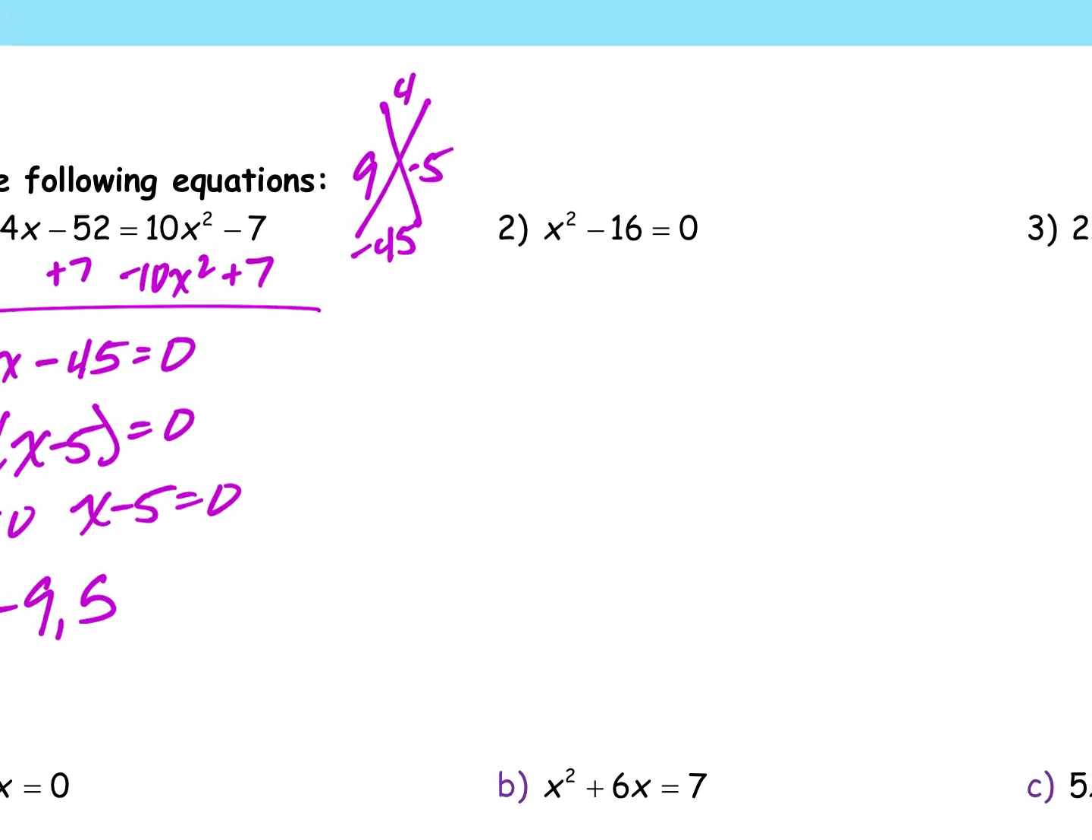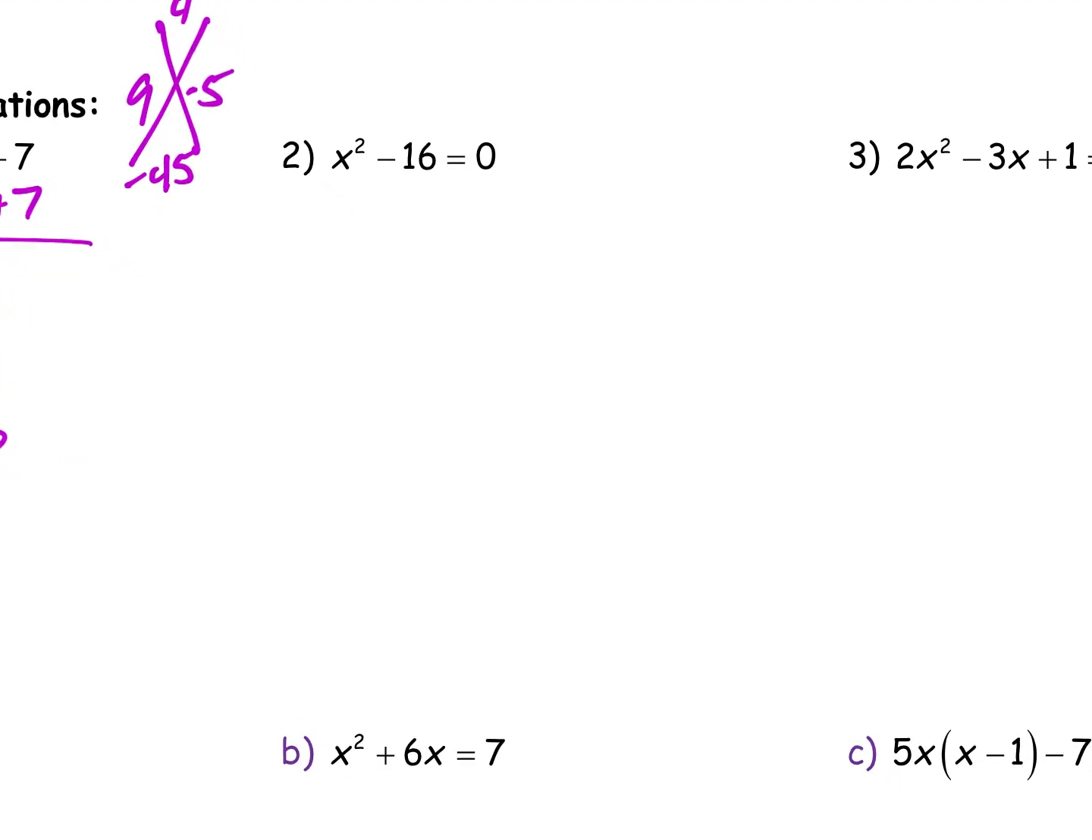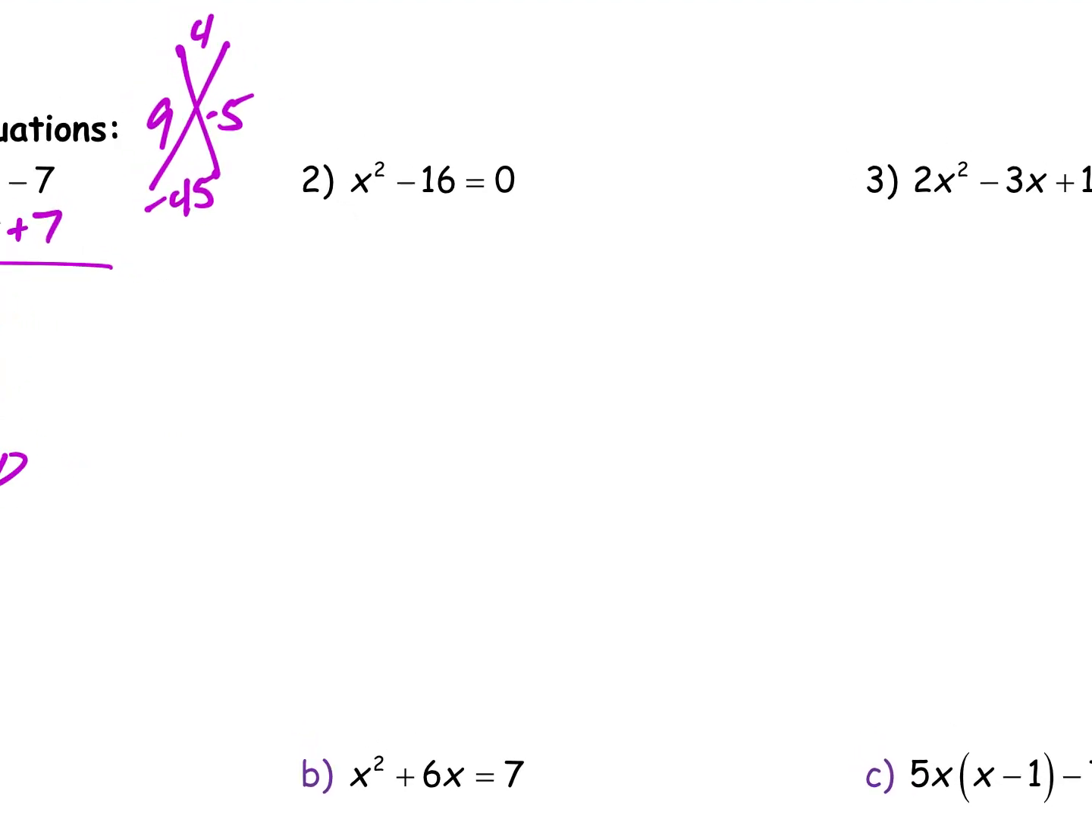So number 2, I can solve just using square roots, right? Because it's just x squared equals negative 16. Or I can factor it either way, because this is factorable. I'm going to add 16 to both sides, and I'm going to get x squared equals 16. And then you square root it, right? And I get x equals plus or minus 4. That one's the easiest.